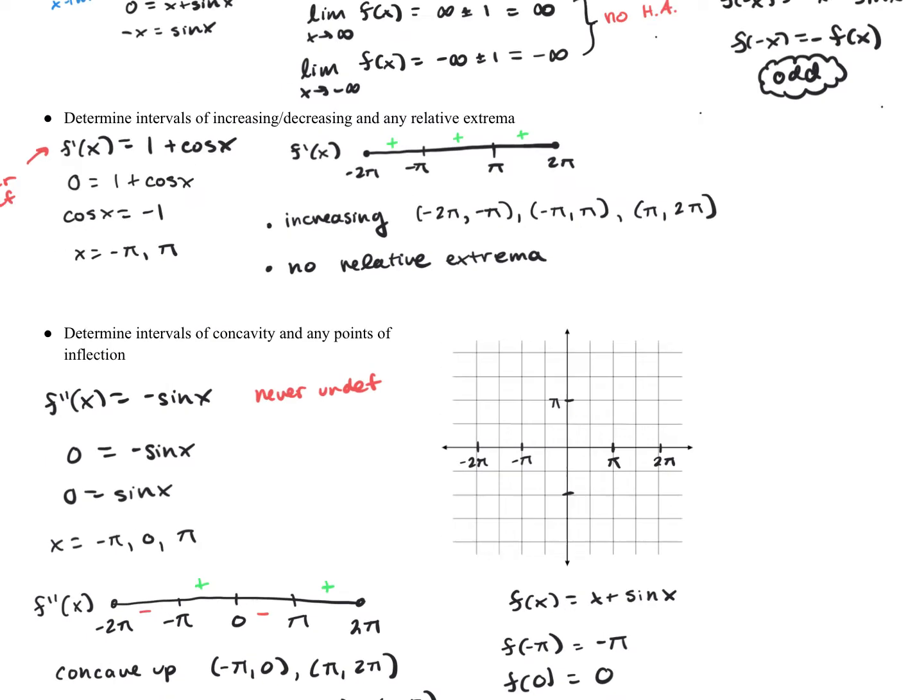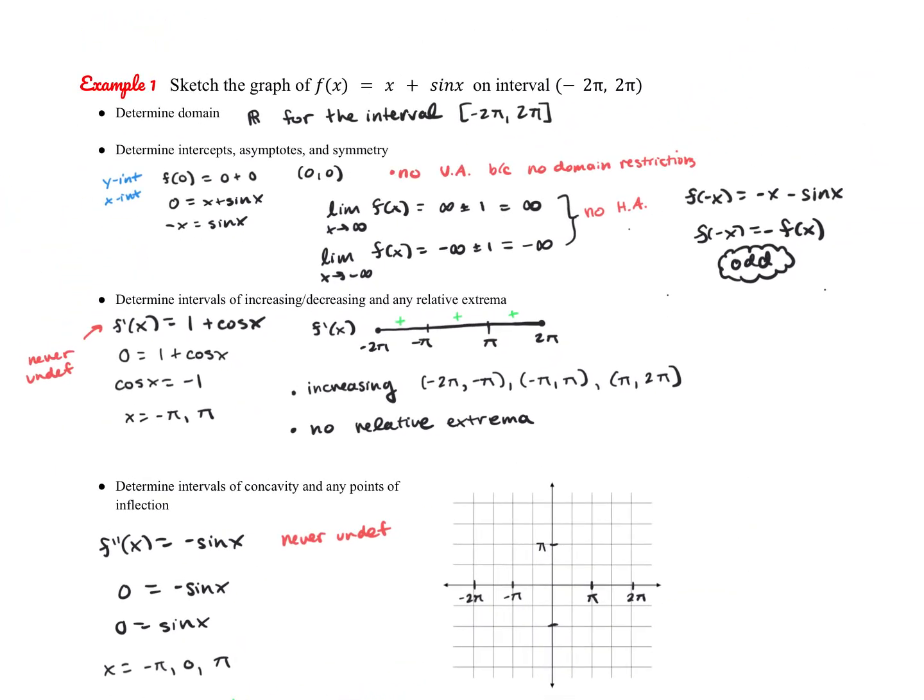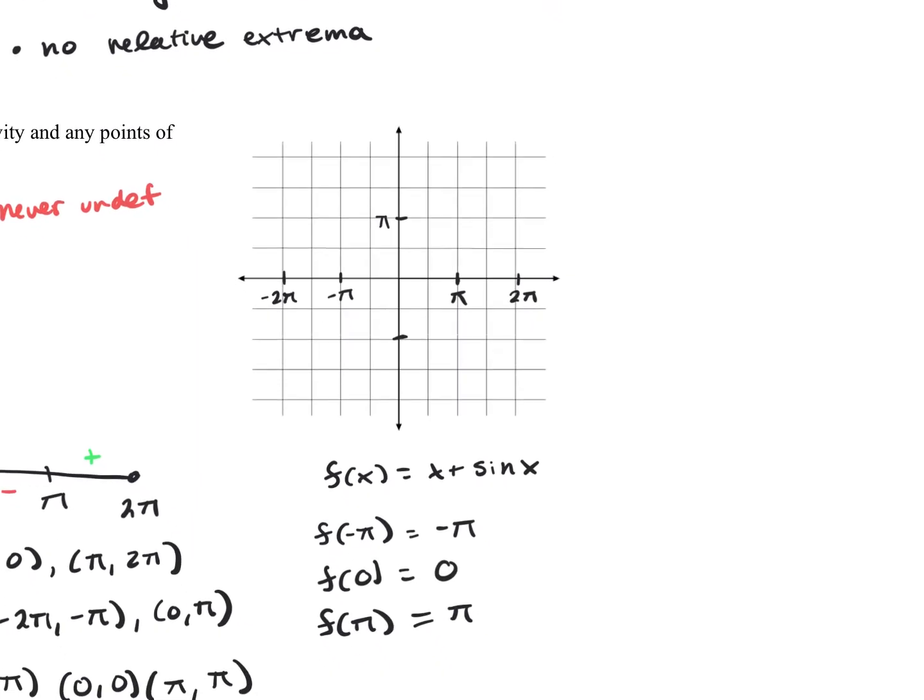So if we go way back up to our first part, we know that our x and y-intercept are at the origin, and again we have no asymptotes, so I'll plot that point. It will also be useful for us, we'll need the endpoints of our graph, so we should also find f of 2 pi. So the sine of 2 pi is 0, plus 2 pi is 2 pi, so one of our endpoints is 2 pi, which would be up here.